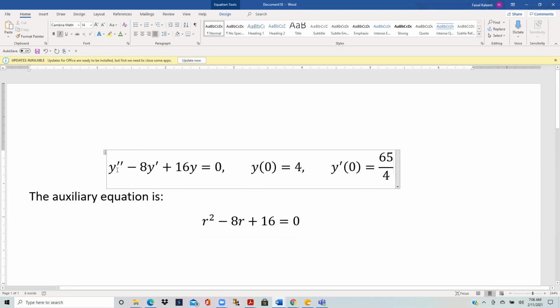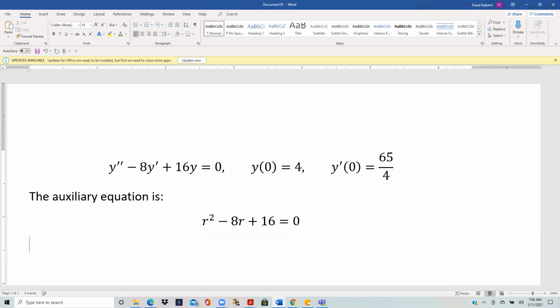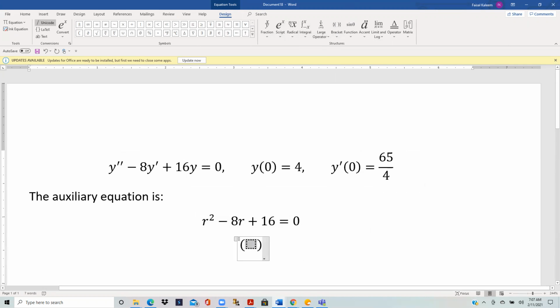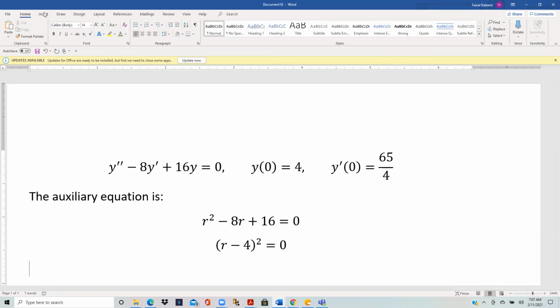Okay, so the auxiliary equation will be r squared minus 8r plus 16 is equal to 0. And this one is a complete square, (r minus 4) whole square is equal to 0. So r is equal to 4 is the repeated root.